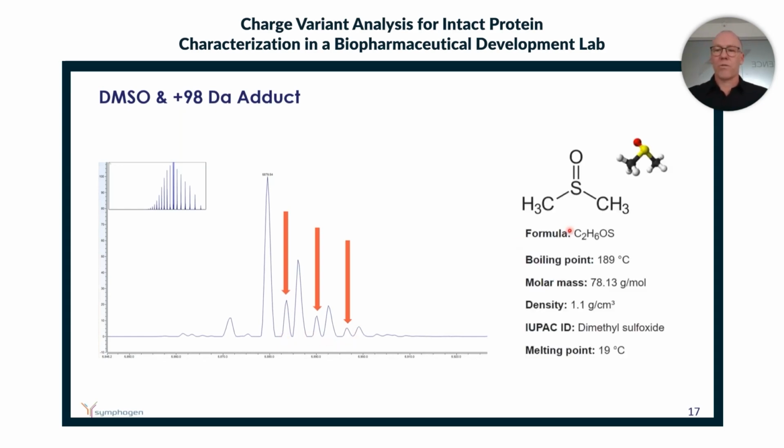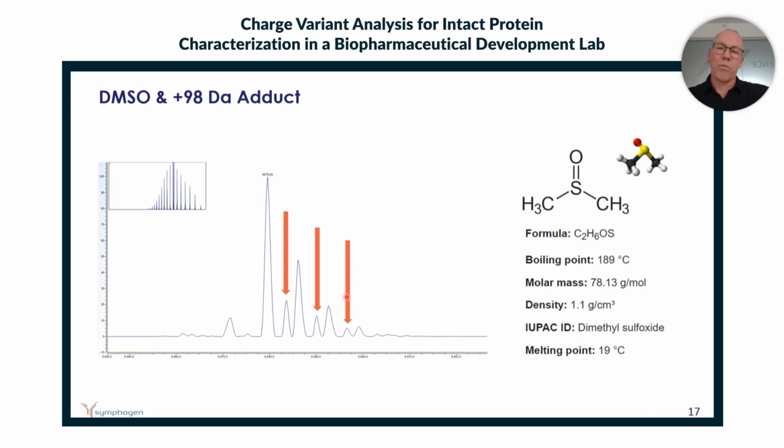We were told that this could be related to the DMSO that you're using. The mass of DMSO is 78. The mass shift we see is 98. So there's something going on there. It could be an adduct of the DMSO.